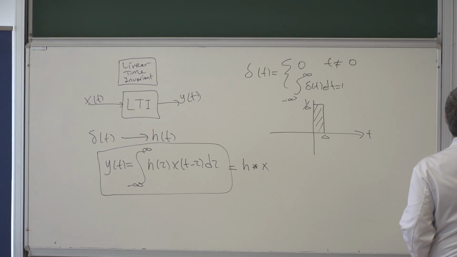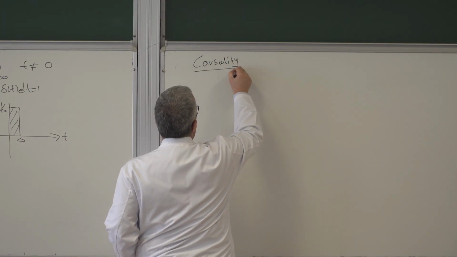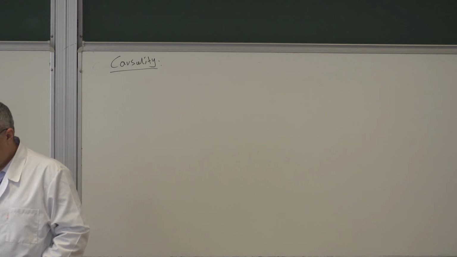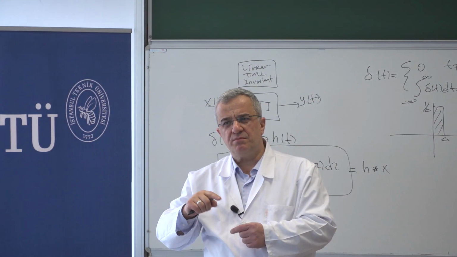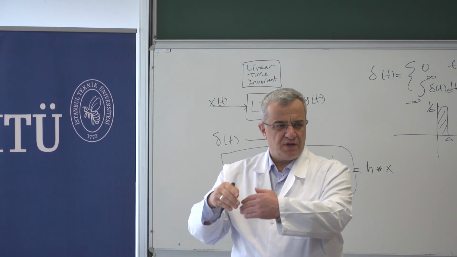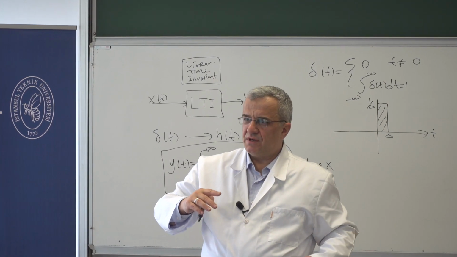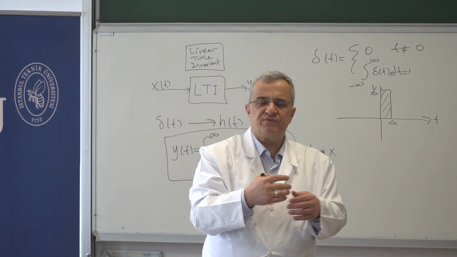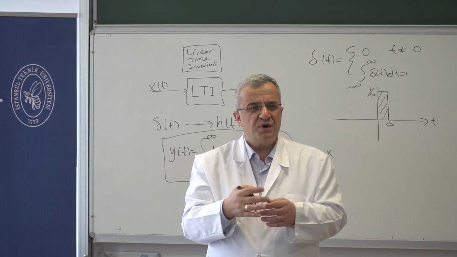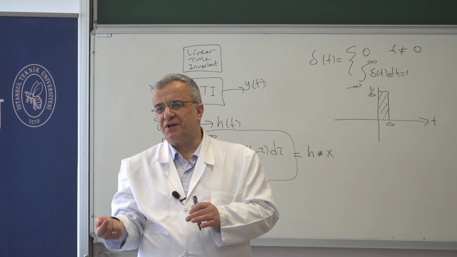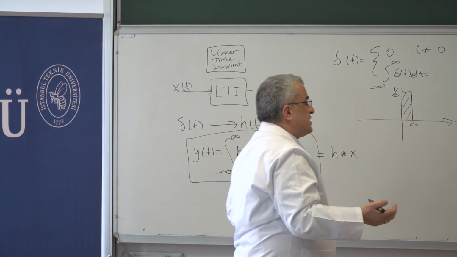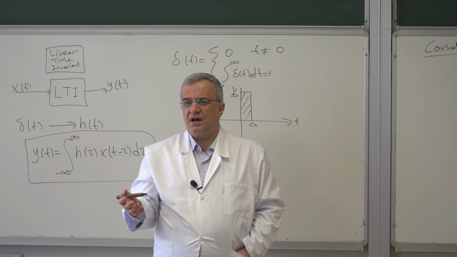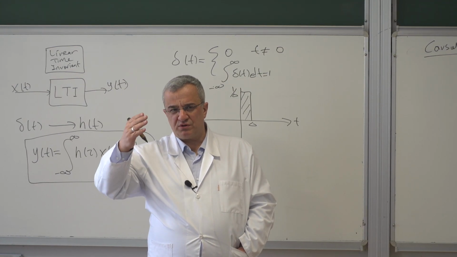Then causality. Causality means the following. The output of the system at time t equal to 0 should not depend on any input in the future. It should depend only on the input now and in the past, right? If it is not causal, that would mean that you would have to somehow know the future inputs so that you can calculate the output for now. It has to be a predictive system. So physical systems are causal. Things depend only on the present and the past.